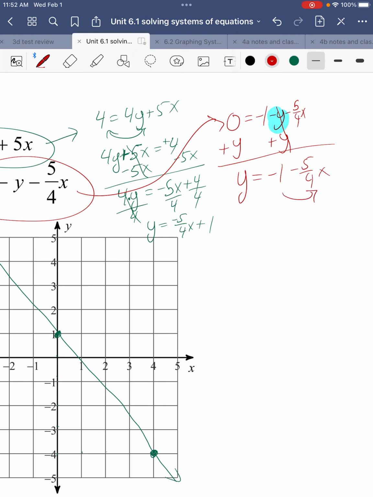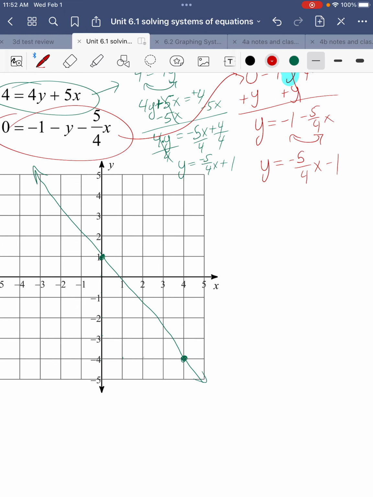If you want to move these terms around, the negative 1 and the negative 5/4 x, you certainly can to make it slope and then y-intercept. Graphing this, down negative 1, I'm going to go down 5, can't, right 4. That'd be off the graph. So I'm going to go up 5 and left 4.